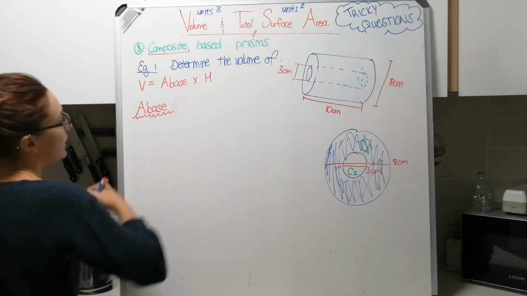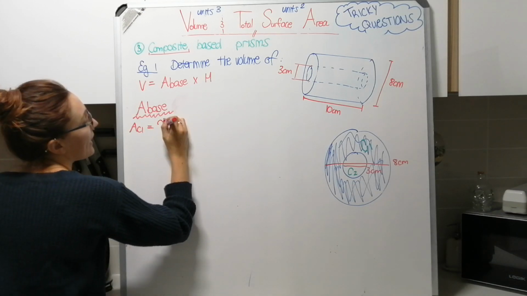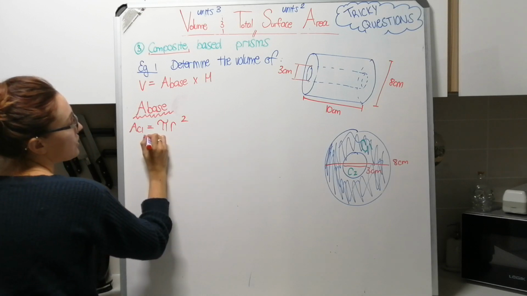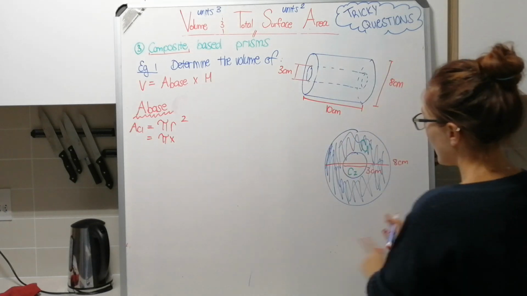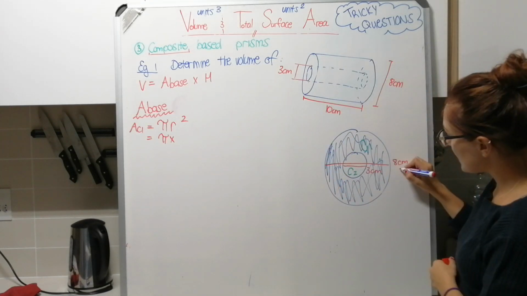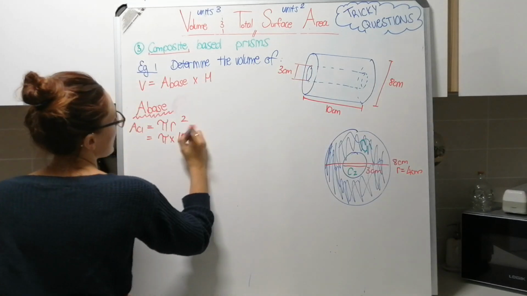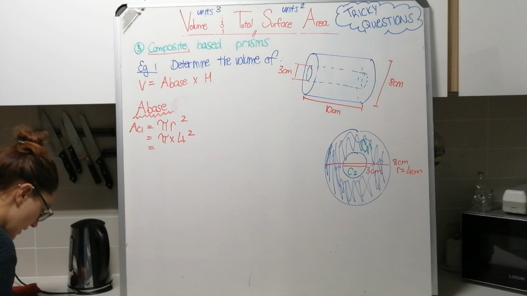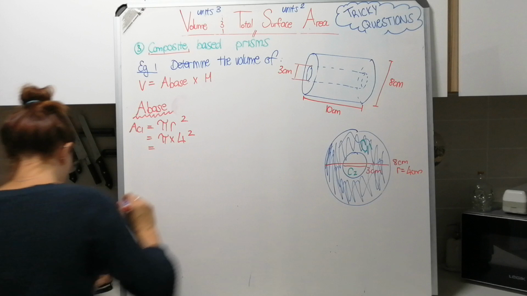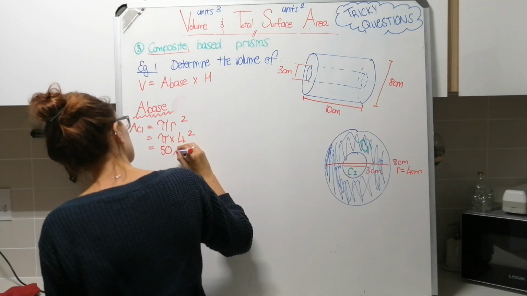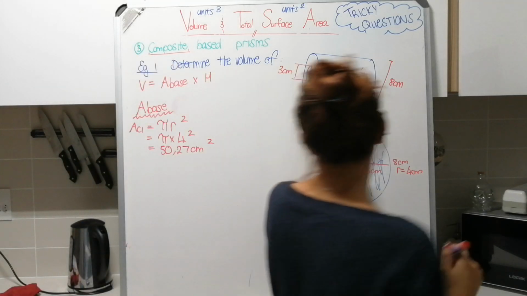Starting off with circle 1, we go area of circle 1 equals. Area of a circle is pi r squared. So that's going to be pi times, the big circle has a diameter of 8 centimeters, which means its radius is 4 centimeters. So it's pi times 4 squared, which is 50.27 centimeters squared.